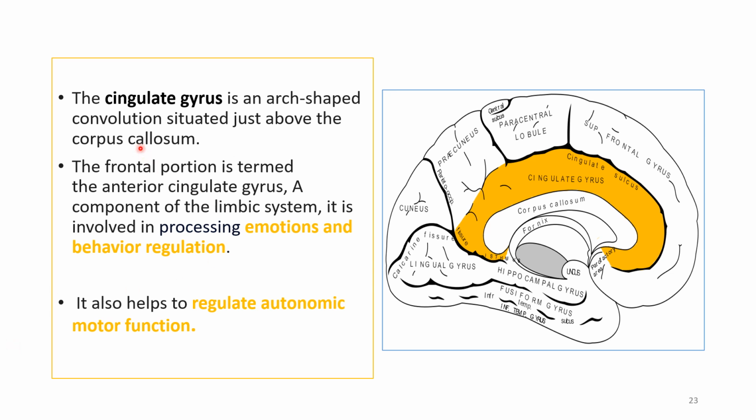Coming to the cingulate gyrus. The cingulate gyrus is an arch-shaped convolution which is situated just above the corpus callosum. The frontal portion is termed the anterior cingulate gyrus, and it is a component of the limbic system involved in processing emotions and behavioral regulation. It also helps to regulate autonomic motor function.